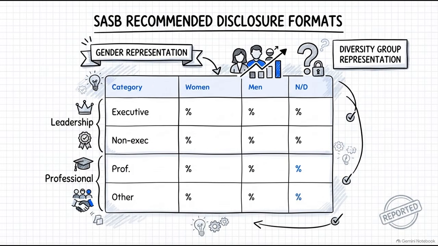When it all comes together, this is exactly how the final disclosure should look based on SASB's recommended formats. You've got one table for gender representation and one for diversity group representation, broken down across our 4 key employee levels. Notice those columns on the right for not disclosed or not available. That's important. The standard explicitly requires companies to categorize gender as women, men, or not disclosed, though companies are absolutely welcome to disclose additional categories of gender identity if they choose to.